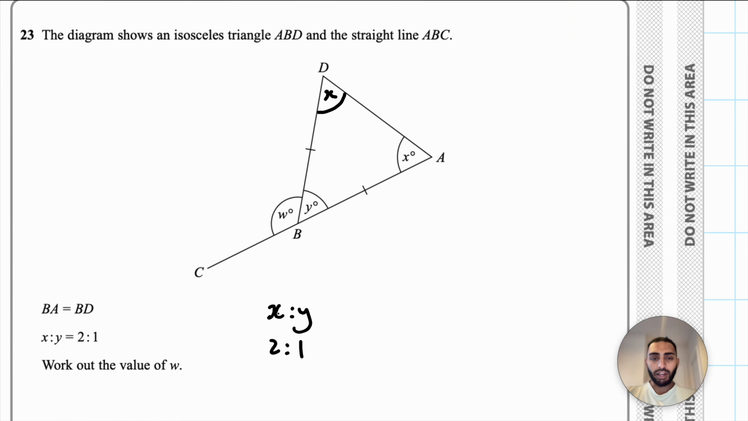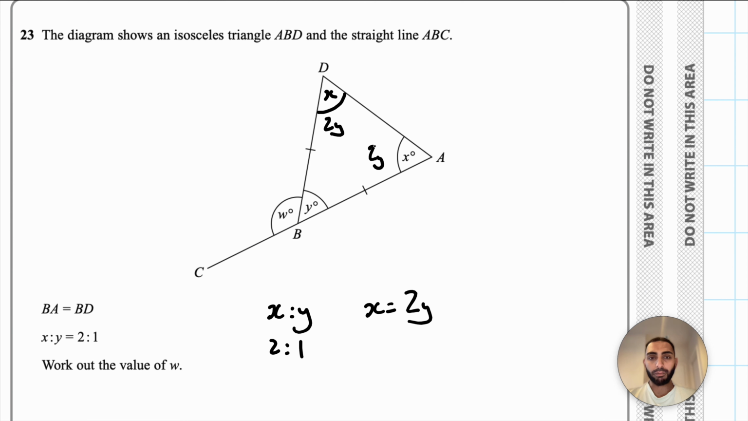So first, let's think, how do X and Y relate to each other? I know X is double Y, so I could say X is equal to 2 lots of Y. So I've just translated this ratio into an equation. Easy way to do it is if you cross multiply. 1 times X is X, and 2 times Y is 2Y. So now that I know X is 2Y, I'm going to replace these X's with Y's. So X is 2Y, that will be 2Y, and that will be 2Y.